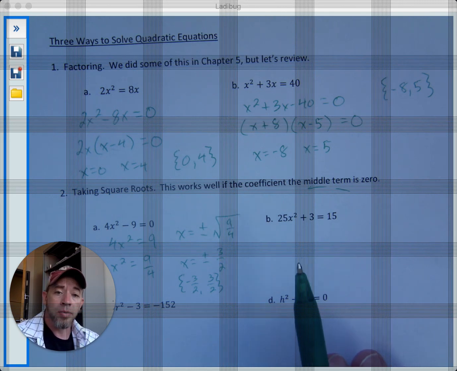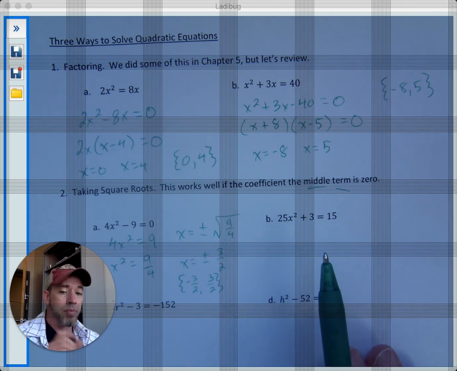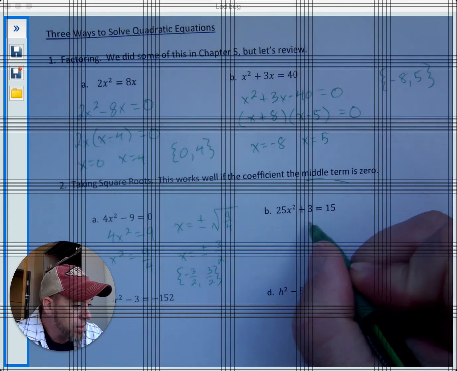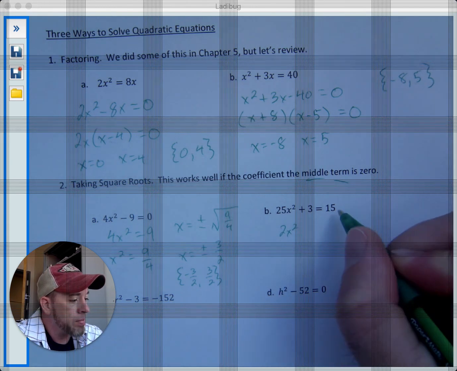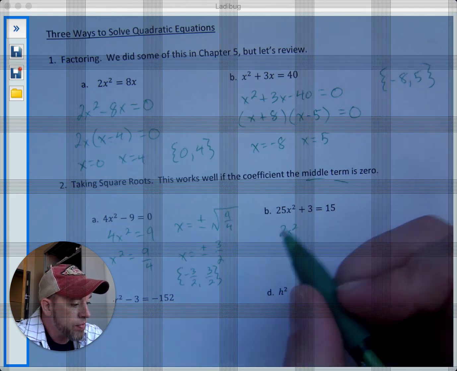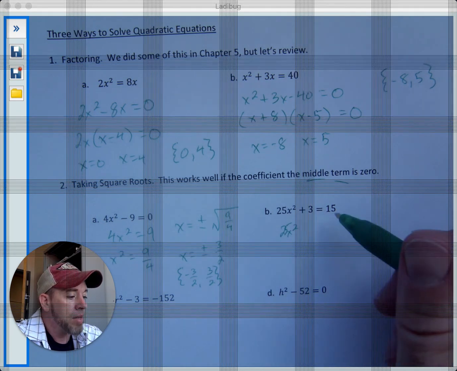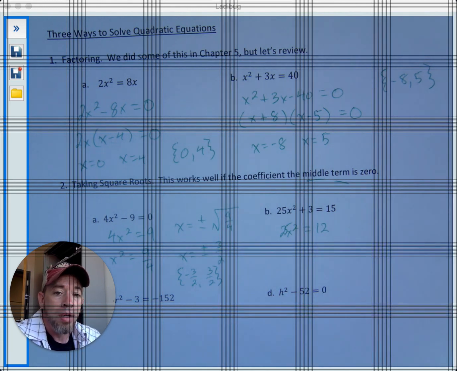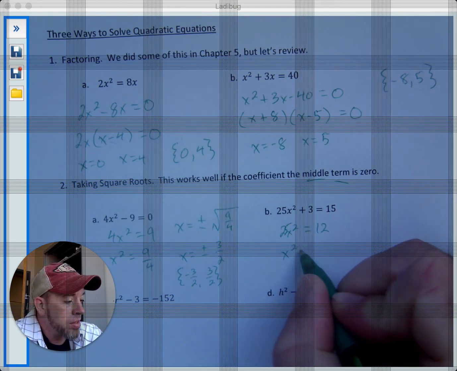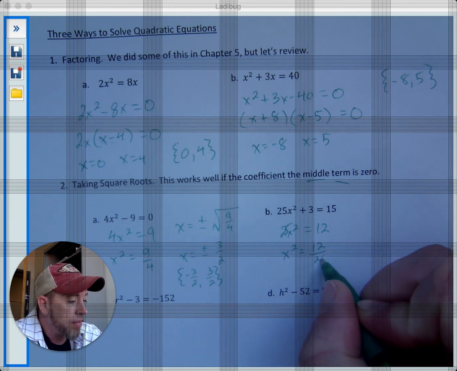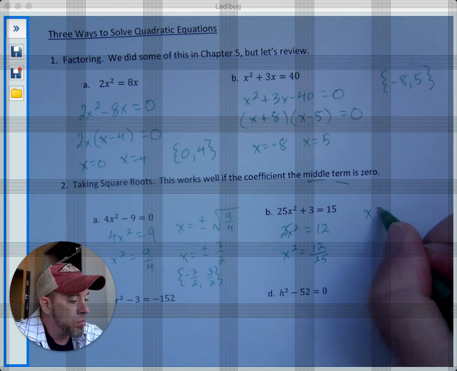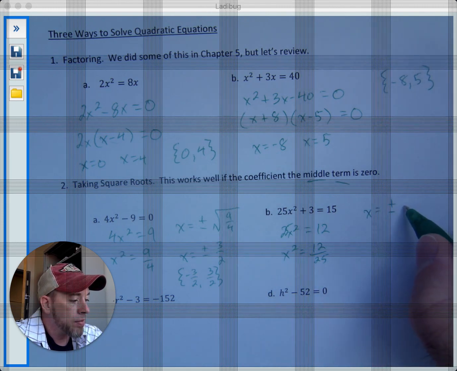We move all the constants to one side and take the square root. Okay? And don't forget, you got to do plus or minus the square root. So here we're going to subtract 3, right? So we get 25x squared. 15 minus 3 is 12, so 25x squared equals 12. We divide by 25, so we get x squared is equal to 12 over 25. And so x itself would be equal to plus or minus the square root of 12/25.